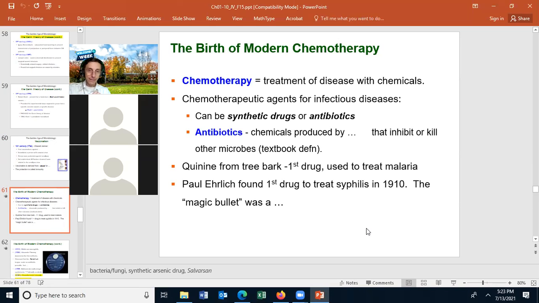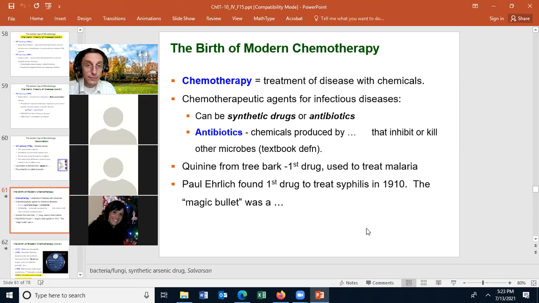Nobody wants to guess. 1920. 1920 would be a really good guess because we're talking in the early 1900s. But no, you're wrong. It was actually in the 1600s. Okay? And they didn't keep good records right back then.